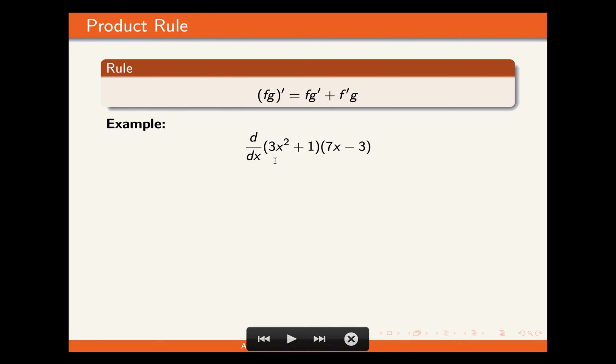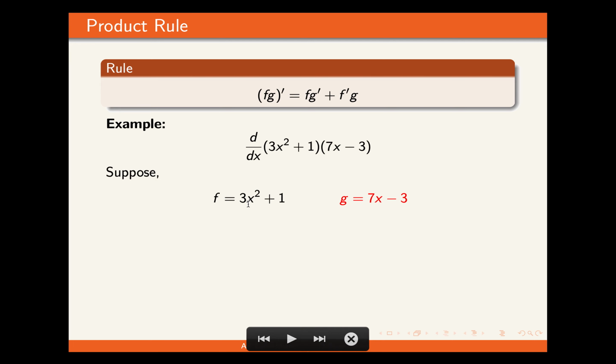Let's say we need to find the derivative of 3x squared plus 1 times 7x minus 3. As we can clearly see, here we have a product of two functions. So let's assume that the first function, 3x squared plus 1, is f, and let's assume that the second function, 7x minus 3, is g. Then if you want to use the product rule, you might have noticed that we also need to find f prime and g prime so that we can directly use this rule. So let's find the derivative of f and the derivative of g.